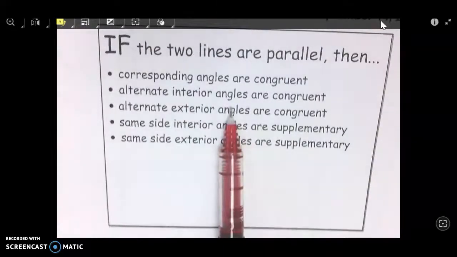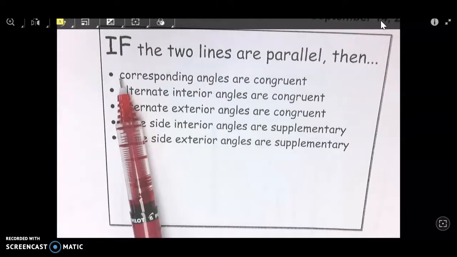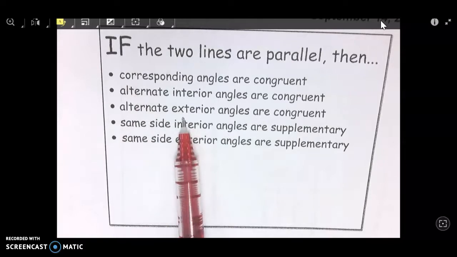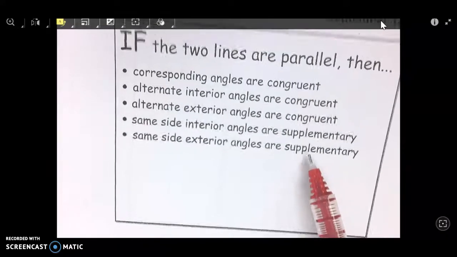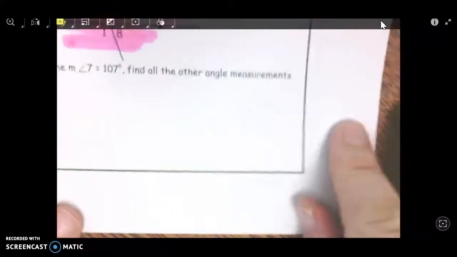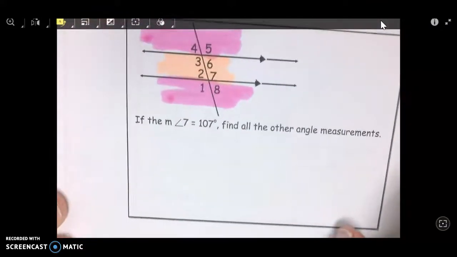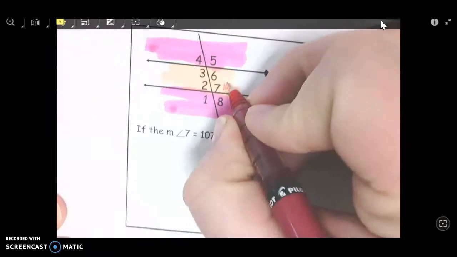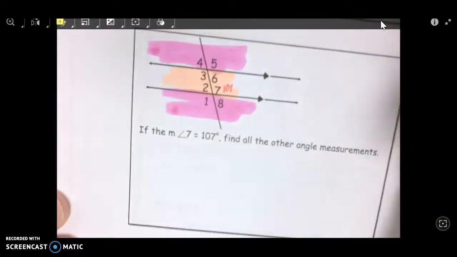To sum things up, corresponding angles are congruent. Alternate interior and alternate exterior angles are congruent. Same side interior and same side exterior angles are both supplementary. Right? On this question, we are given the measure of angle 7 is 107. And if you know that, you can fill in the rest.